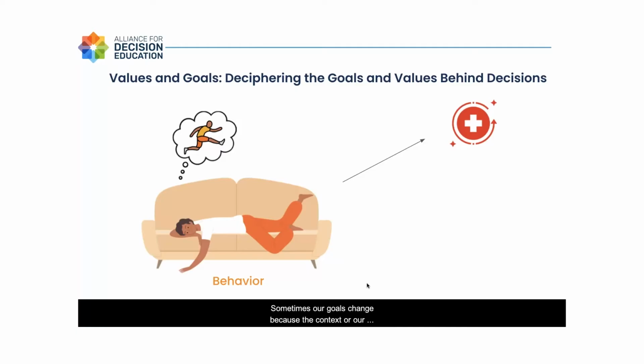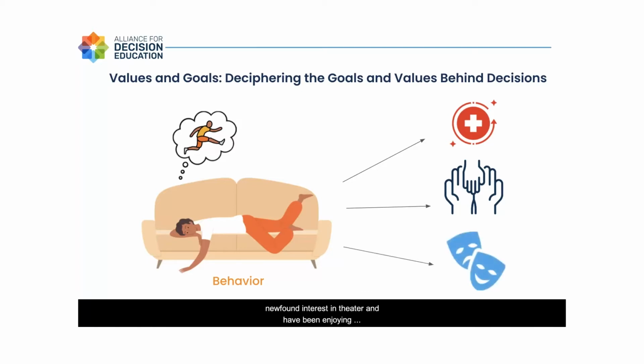Sometimes our goals change because the context or our identity or our understanding of the world evolves. So maybe getting on the track team is no longer as important because the student's family situation has changed and it has become a priority to care for a younger sibling after school. Or maybe they used to love track, but they have a newfound interest in theater and have been enjoying working with the stage crew after school.